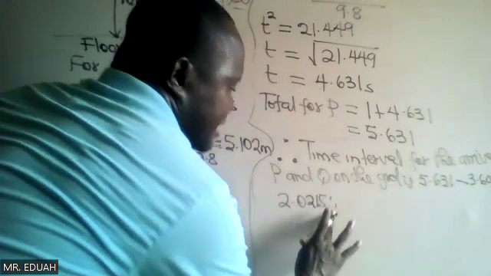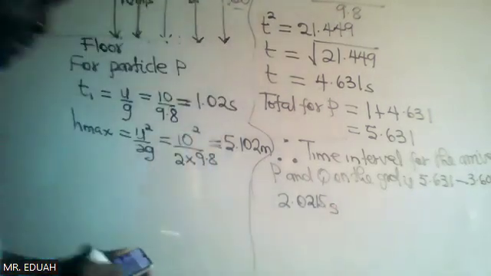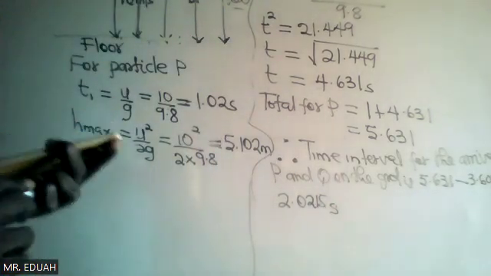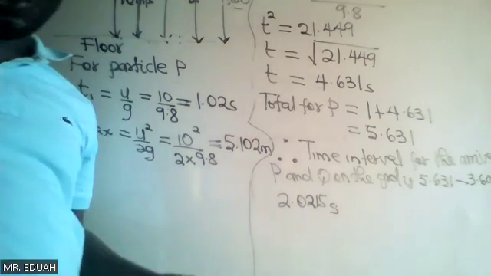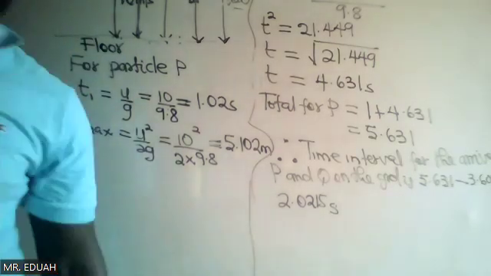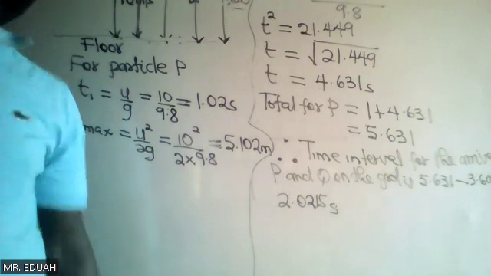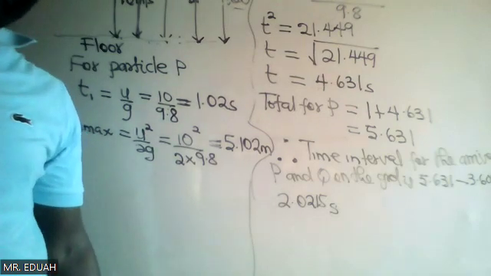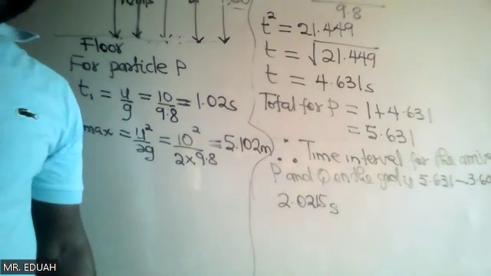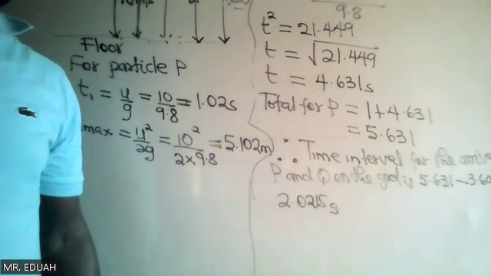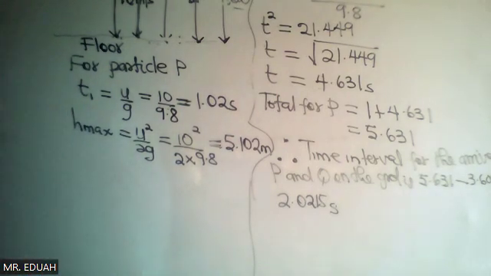2.0215 seconds is the time interval between the arrival of P and Q on the ground. It isn't a difficult question, but you need to think through, and your math must also be a bit better.